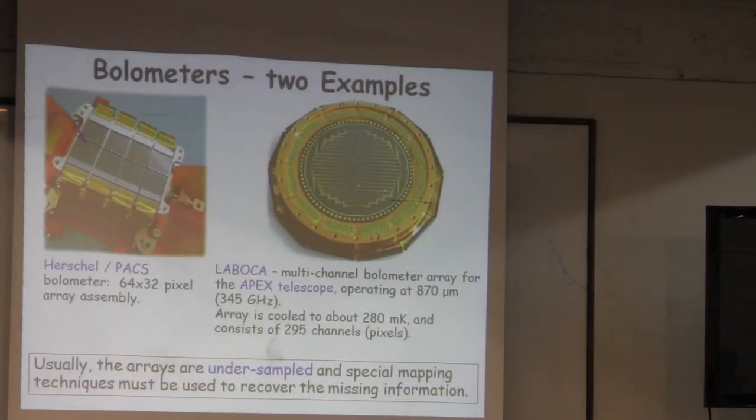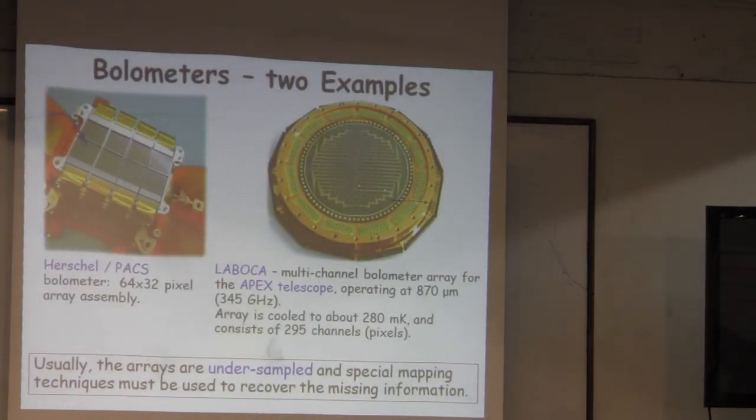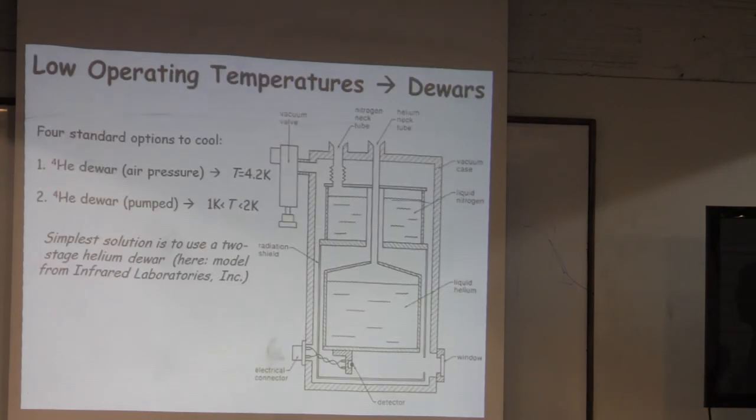And these are some real detectors. This one is a bolometer that was used in Herschel, the Herschel satellite, the PACS bolometer, which has 64 by 32 pixels. You can also see that because the structure is more complex, you cannot easily put many in two dimensions. So usually, they have fewer pixels in the submillimeter range.